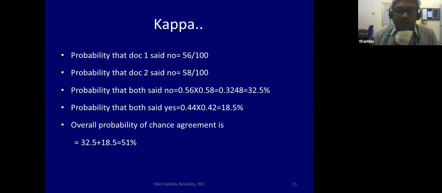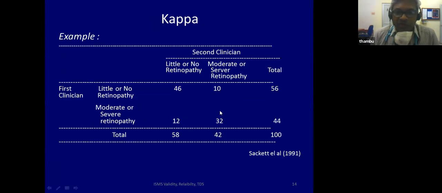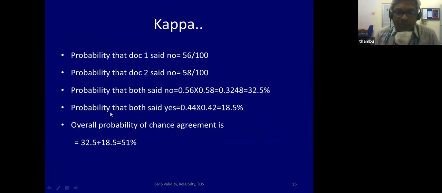If you look at the similar totals from the previous slide, 42 out of 100, the second clinician said yes. And 44 out of 100, the first clinician said yes. So the probability that both said yes is 0.44 into 0.42, which is about 18.5%. So here we come to a new number now. The overall probability of a chance agreement is 32.5% plus 18.5%, which is 51%.